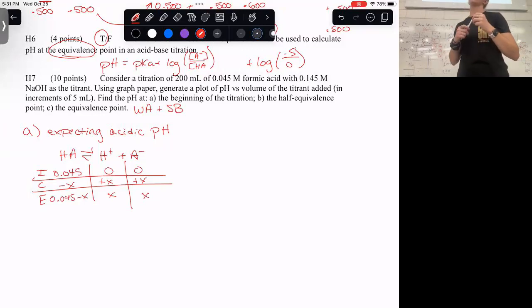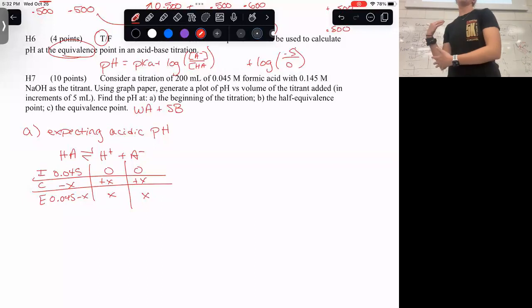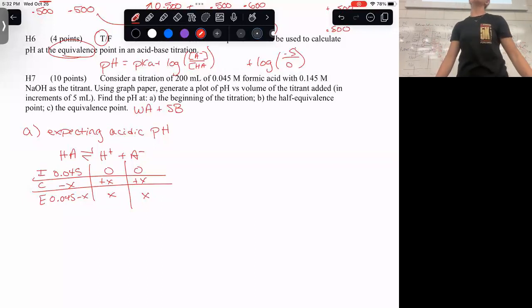Right now we don't need to worry about that. Right now we just have 200 mils, and that whole 200 mils is going to be this concentration of 0.045. So we're not worried about the moles yet because we just have our formic acid in solution. And usual Ka weak acid equilibrium, you work in molarity and not moles. At the end of the day, we want to find pH, and that's concentration, which is in molarity.